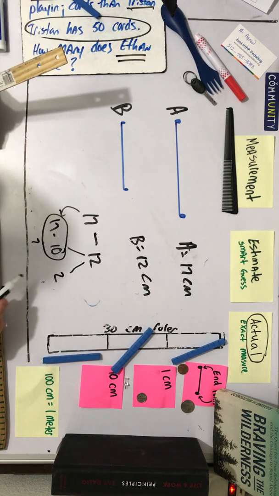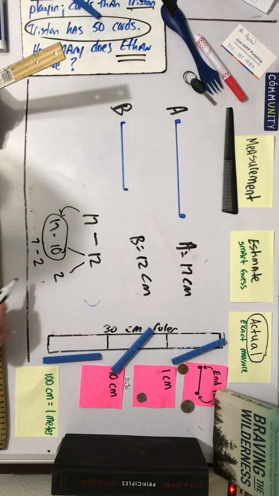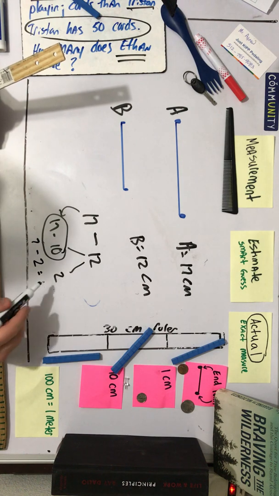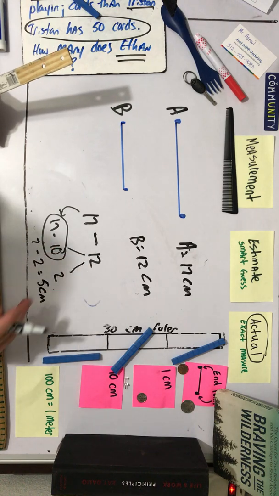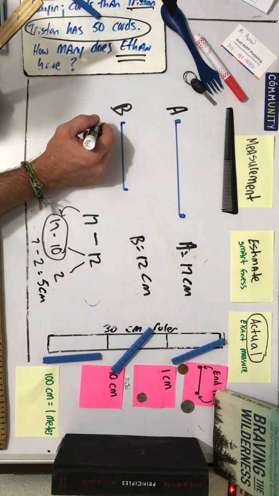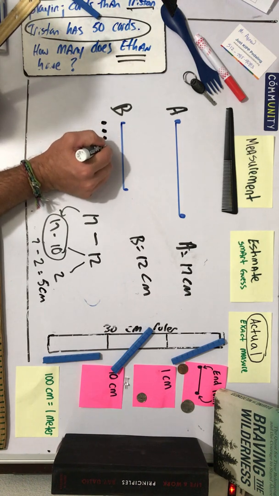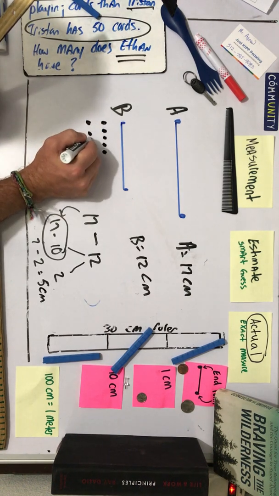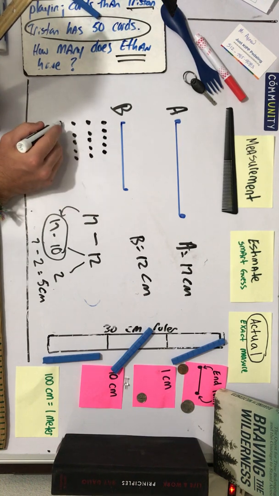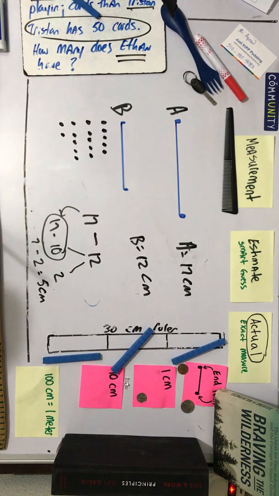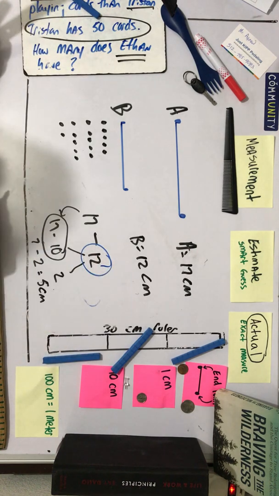7 minus 2. The difference should be 5 centimeters. If you don't quite trust your math here and you're a little confused, you can always draw a picture. Let's do 17. 1, 2, 3, 4, 5, 6, 7, 8, 9, 10, 11, 12, 13, 14, 15, 16, 17. I'm going to cross them off with the blue so you can see. I need to cross off a total of 12.